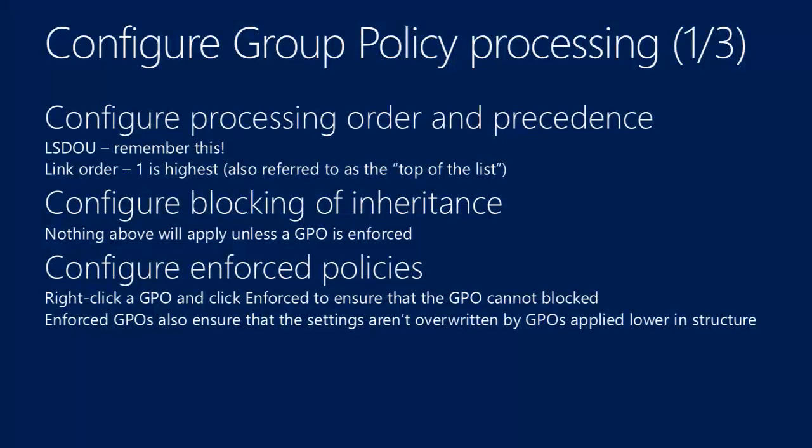And then if you've got two GPOs linked to the same place, you have your link order. One is the highest, top of the list. So if you're ever looking at the management console, the one that's on the top is the highest priority, the one they call the one. For configure blocking, nothing above will apply. So if you block inheritance, go ahead.